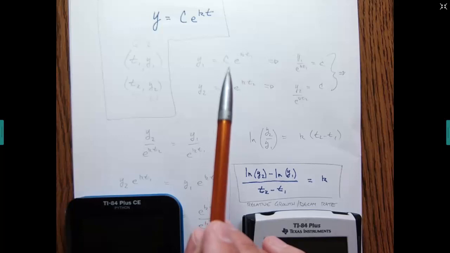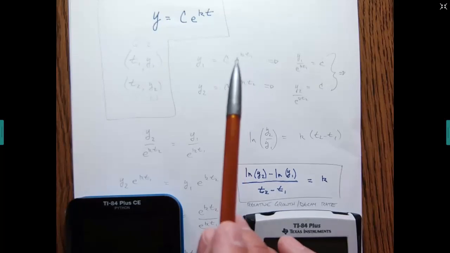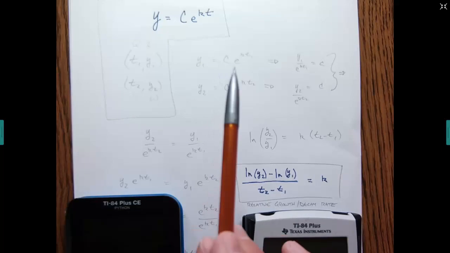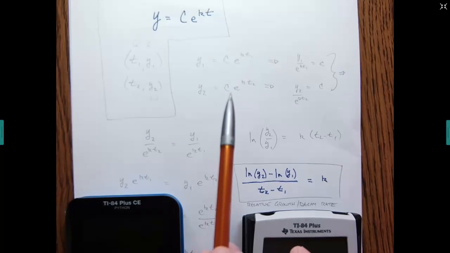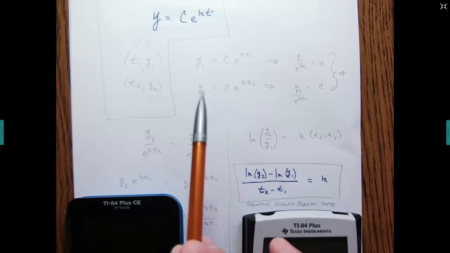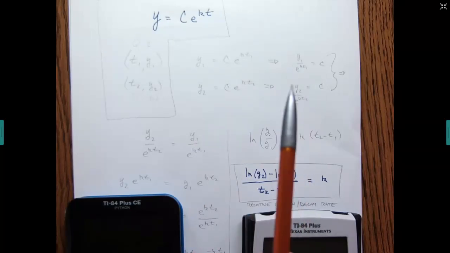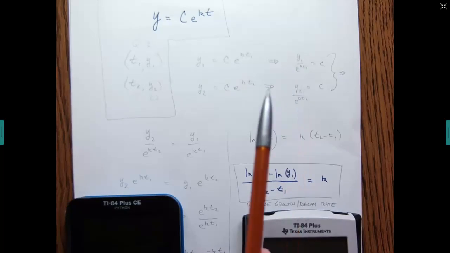our initial amount. That occurs when t is 0, because when t is 0, e to the 0 is 1, and the y-coordinate when t is 0 is c. So c shows up in both of these. Now here I'll have t2 and y2. Solving those both for that same c gives us something that's always true.